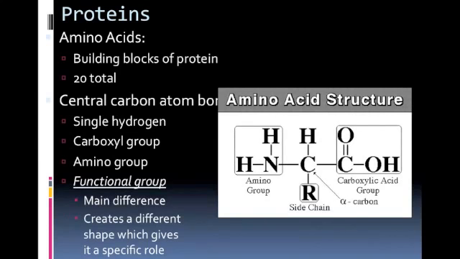Because of the amino acid structure, you have a central carbon, as shown in the picture, bonded to a single hydrogen, which is the one up in the middle, and then the carboxyl group on the right and the amine group on the left. And then the fourth bond is the side chain or functional group, and that's where each amino acid is different. So that side chain could be a whole number of things. It could just be a hydrogen, it could be another carboxyl group, it could be an OH, and that's why you have 20 total amino acids. Each of those 20 has a unique side chain.